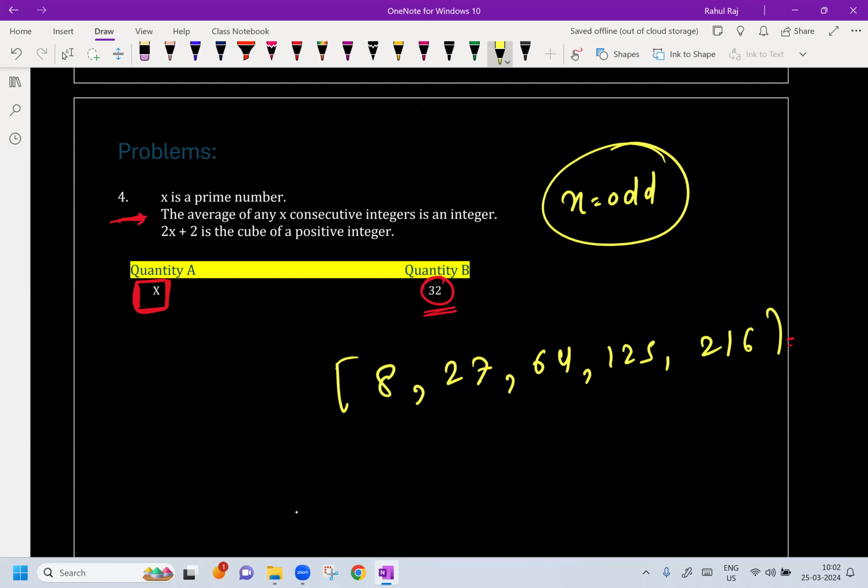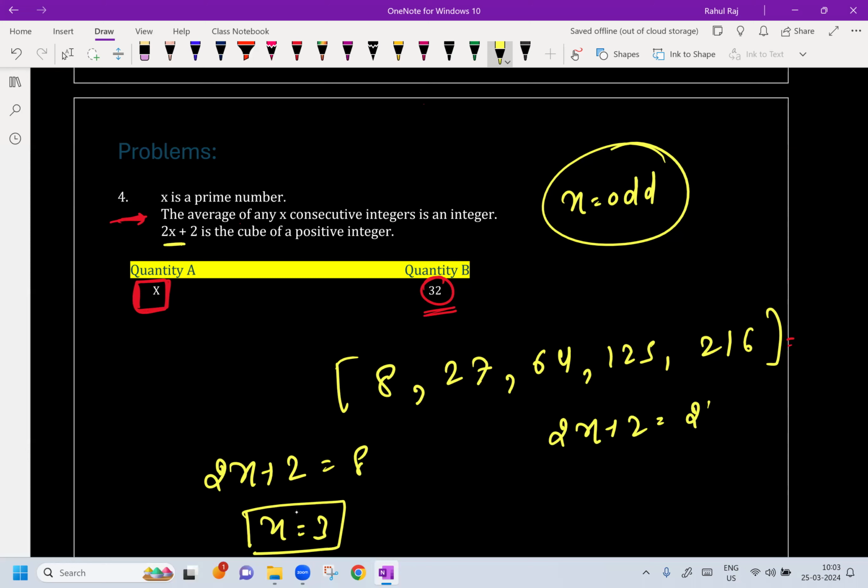I'll just tell you, to prove your statement that it could be less than 32 or greater than 32. Now imagine it says 2x plus 2 is the cube of a positive integer. I can say 2x plus 2 is 8. In case 2x plus 2 is 8, x is equal to 3. Got it. 2x plus 2 can also be 216. Now if you calculate, 2x is equal to 214 and x is equal to 107. So x can be greater than 32, x can be less than 32.